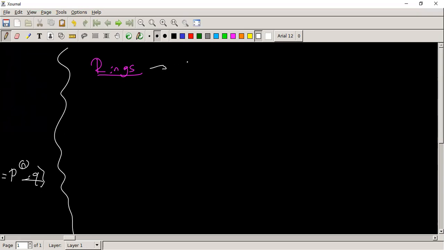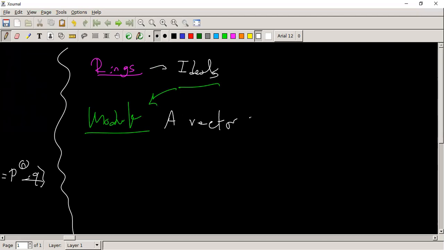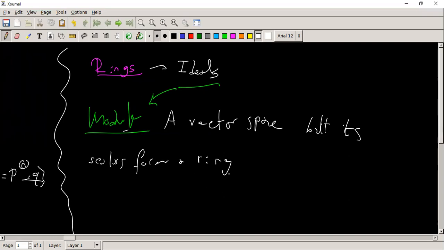But for a ring, in order to understand rings, we need to understand ideals. Ideals are like the things that we care about in rings, right? So when we talk about rings, we care about, okay, what are its ideals? That's what's really important. And an ideal is a special case of a module. What is a module? Well, a module is a vector space but its scalars form a ring. So they might not form a field, but they will form a ring.